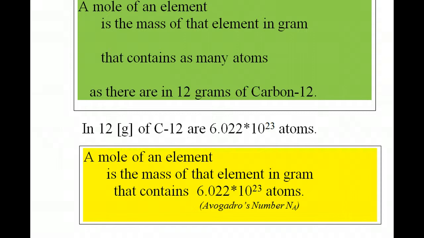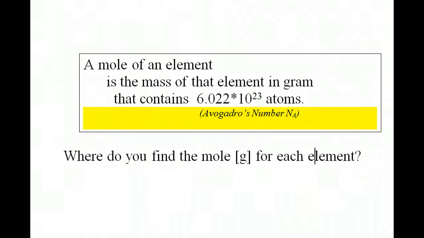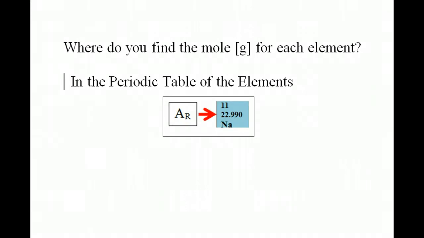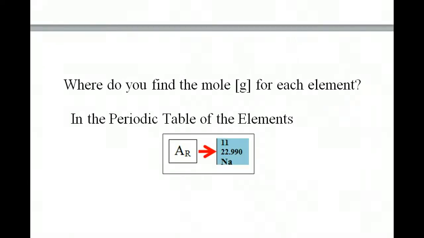Now we can say a mole of an element is the mass of that element in gram that contains 6.022 multiplied by 10 to the power of 23 atoms. Where do you find the mole in gram for each element? You find the mole for each element in the periodic table of the elements.